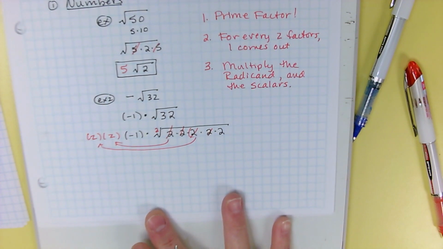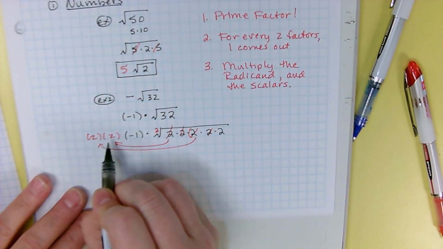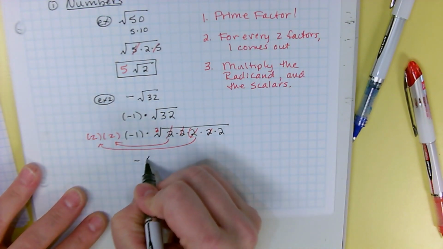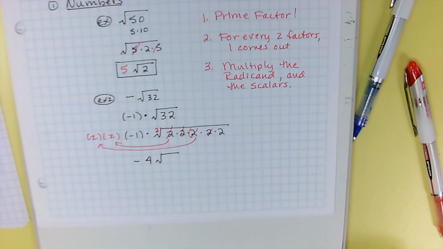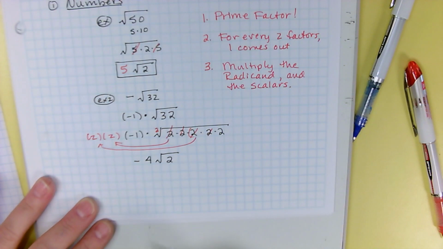Now, step 3 is multiply the radicand, multiply the scalars. So 2 times 2 times -1 is -4. I'm not going to put the multiplication dot, it's implied. And there isn't anything to multiply left because it's just a 2.